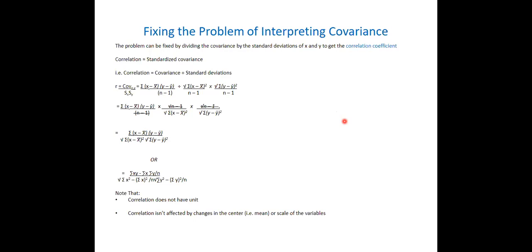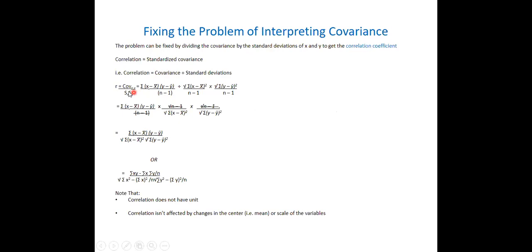So in standardization, you divide by the same thing of the same unit. Here we divide x and y by their standard deviations, because the unit of x and y is the same as the unit of their standard deviation. So when you divide by the standard deviation, it cancels out the unit. In that situation, it gives you correlation. Standardized covariance is the correlation.